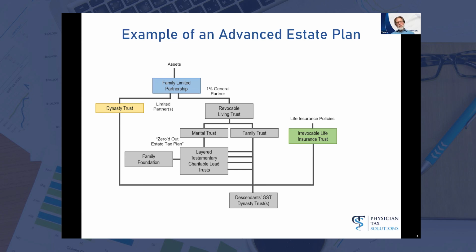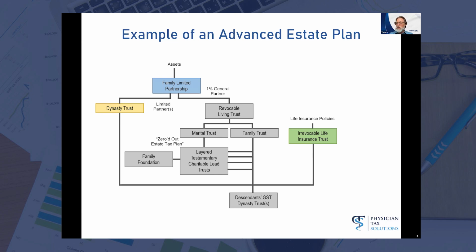And you can see your revocable living trust here has the marital share or the marital trust and the family trust. And as David mentioned before, a technique that we like to use to zero out a taxable estate is what's called a testamentary charitable lead annuity trust. And so that's how we zero it out, and we let you pick your own charities instead of the IRS being your charity. So you can see how we have layered testamentary charitable lead trusts, and those lead trusts pay to a family foundation that you would also control.